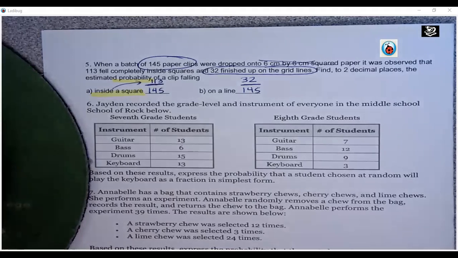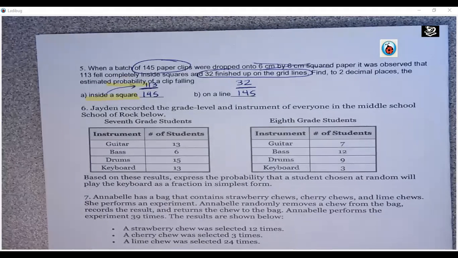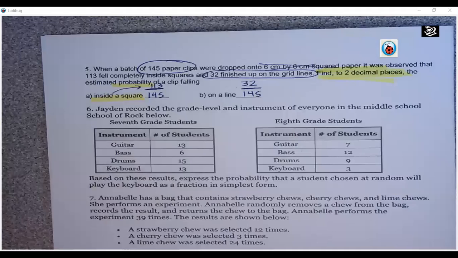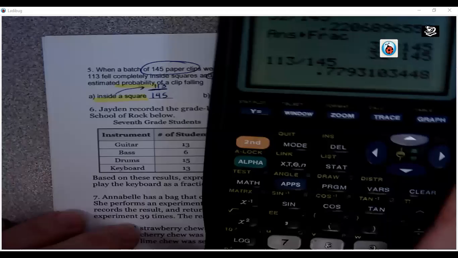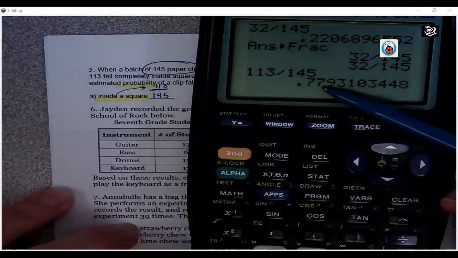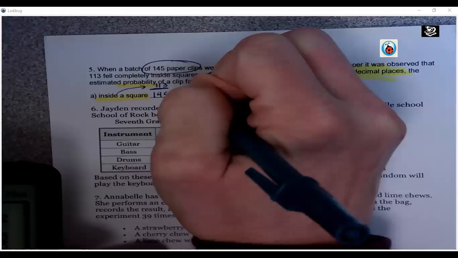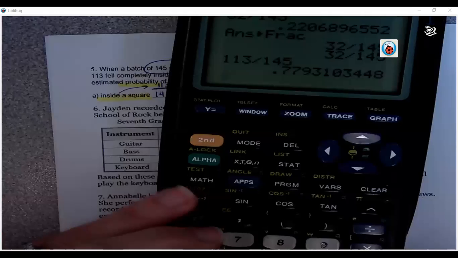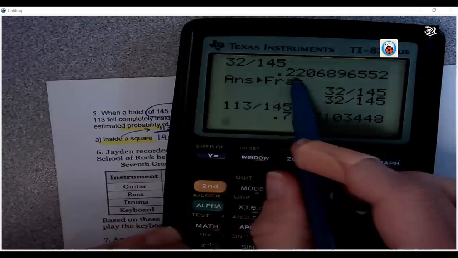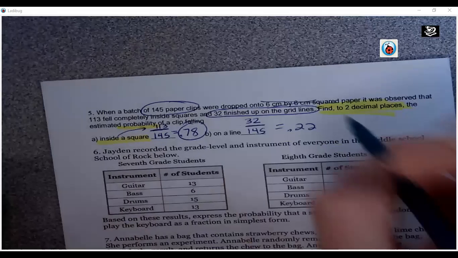No. No. Why are my answers incorrect? Because they want it in decimal form. They want it in decimal form. So I wasn't reading very carefully. So 113 over 145. When I go 2 decimal places, that would be 0.78 because the 7 would round up. And 32 over 145 is 0.22. Okay.